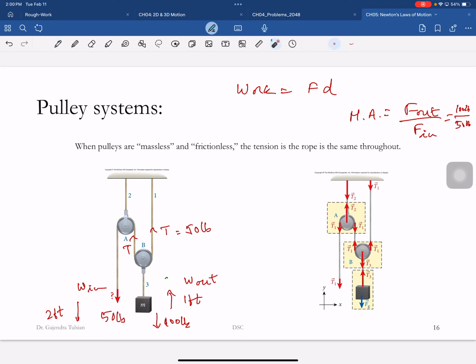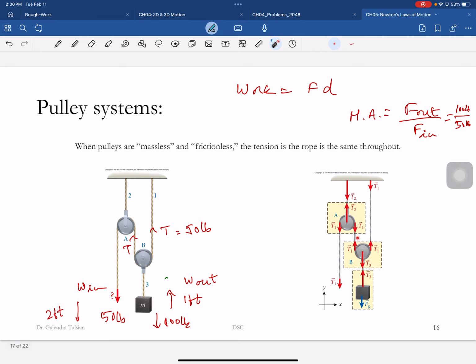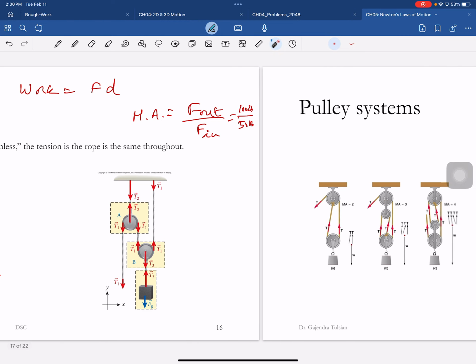This guy, this tension, again, this has a mechanical advantage of 2 as well. So all you do is count the number of strings pointing up, and you can lift a 100-pound object with a 50-pound force.